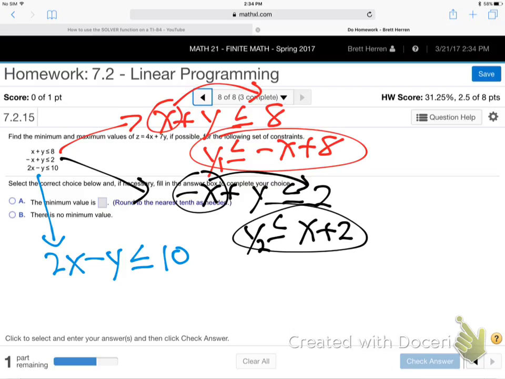So on the test again, don't worry about the decimal fraction thing. I'm fine with decimals. Just do the graphing calculator and it's all good. So solve for y there. What's the trick I'm talking about?